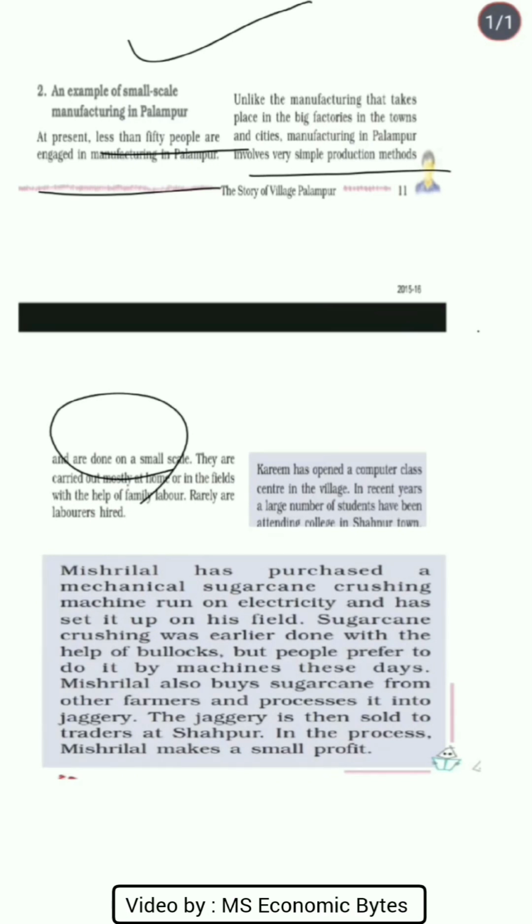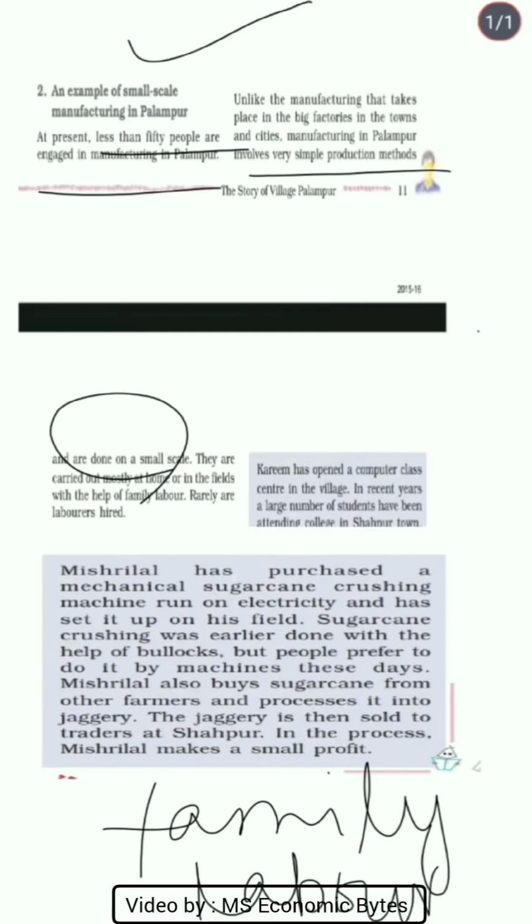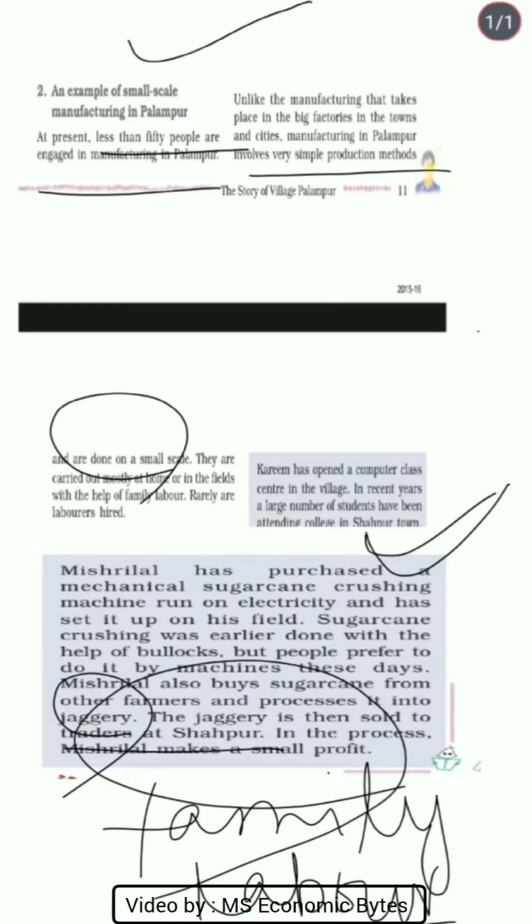So manufacturing in Palampur is carried out mostly at home or in the fields with the help of family laborers. So basically, laborers are not hired or they are rarely hired. Here we have an example of the same. Mistry has purchased a mechanical sugarcane crushing machine which is run on electricity. What he does with the machine is that he buys sugarcane from other farmers and processes it into jaggery. The jaggery is then sold to the traders at Shahpur. So in this process, Mistry makes a small profit. So this is an example of small scale manufacturing.